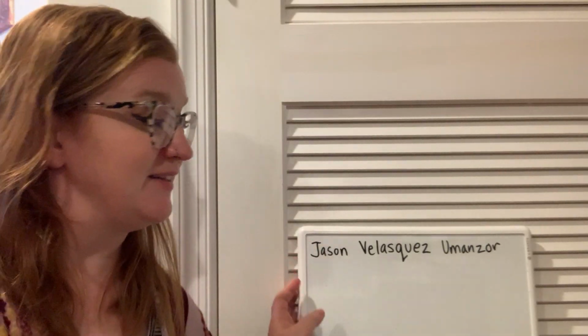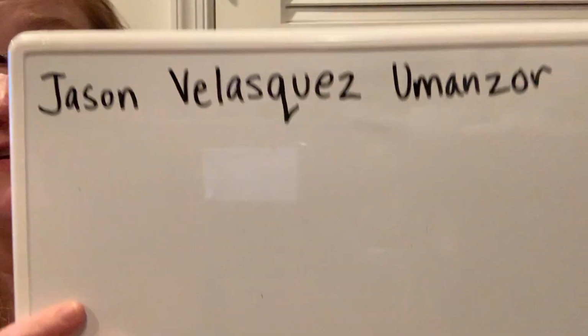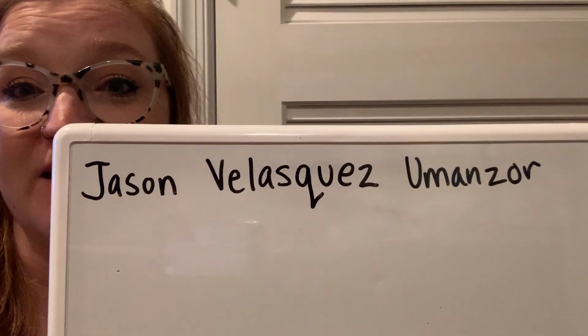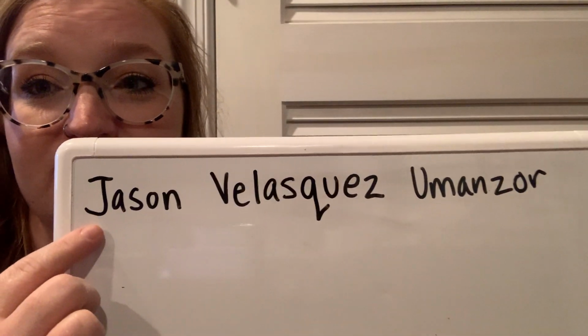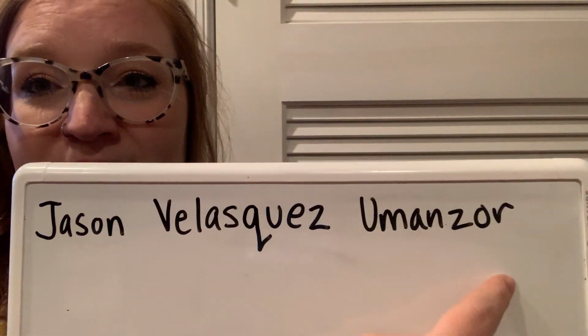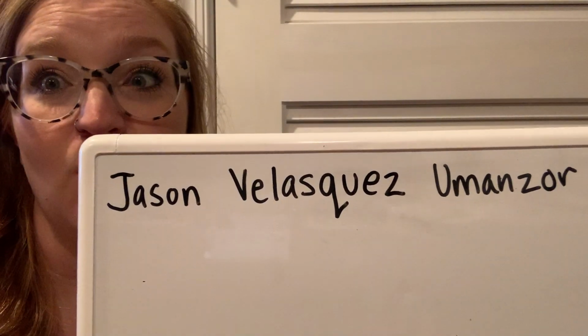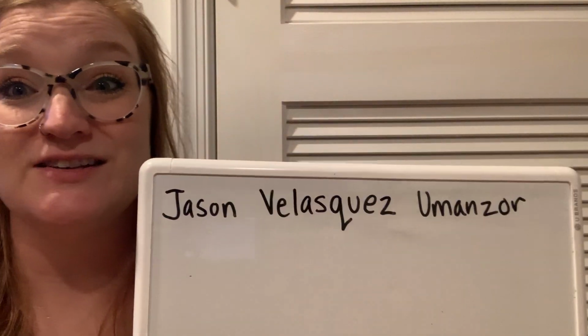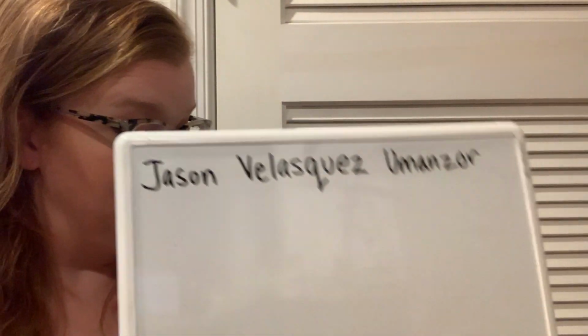So Miss Brosnan had a hard time because almost all of the names in all of our classes don't have any Q's in them, but I found one name in the Precious Jewels class, and that name is this one. It's a long name. It's actually 3 names. So we have Jason, Velasquez, Umansor. So that is Jason's whole name, and I had to write his whole name to find letter Q.